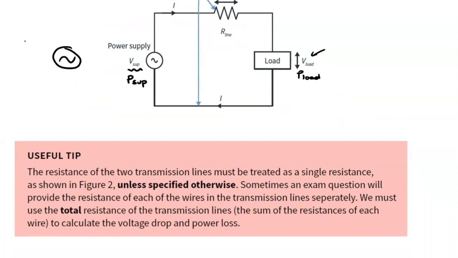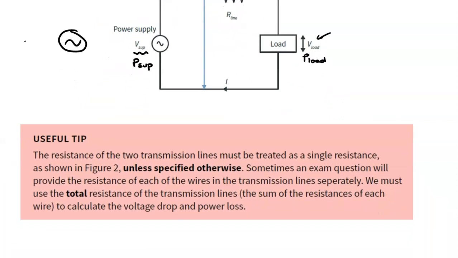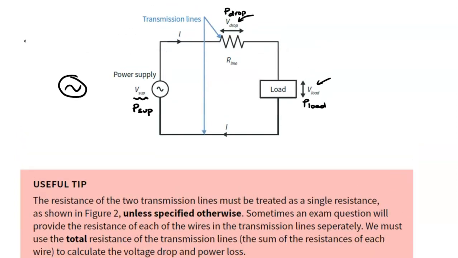So in the little red box here, mention something that I mentioned before. Resistance of two transmission lines must be treated as a single resistance unless specified otherwise. If we had, for example, instead, I'm going to erase this, so don't put this on your sheets, just say we had two resistors.